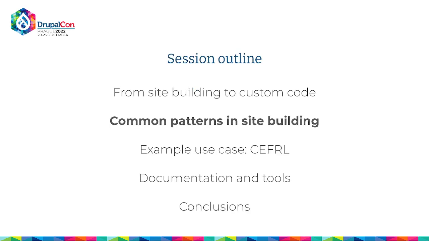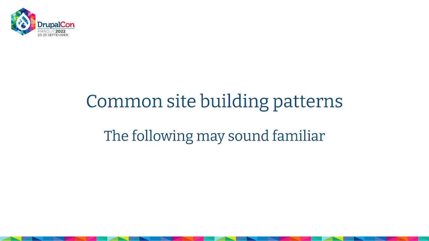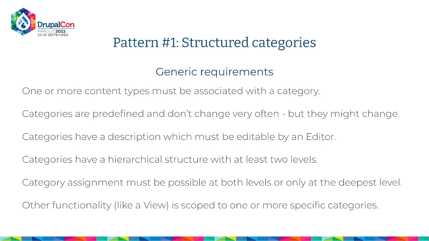So with this in mind, I would like to explore some common patterns in site building. And you may see some familiar things here. I'll start very abstract and talk about structured categories. So this is when you have one or more content types that must be associated with some sort of category. These are predefined, don't change very often, but they might. They might have a description that an editor must be able to change over time.